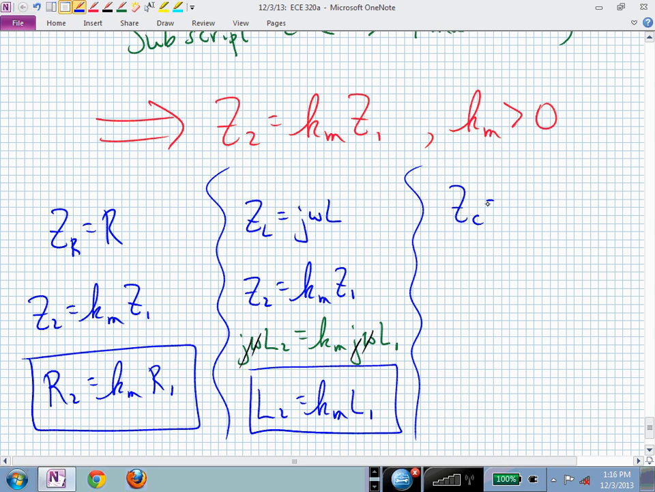For my capacitor, the impedance is 1 over j omega C. And if I want Z sub 2 to equal k sub m Z sub 1, now for Z sub 2, I have this 1 over j omega C sub 2, and I want that to equal k sub m over j omega C sub 1.